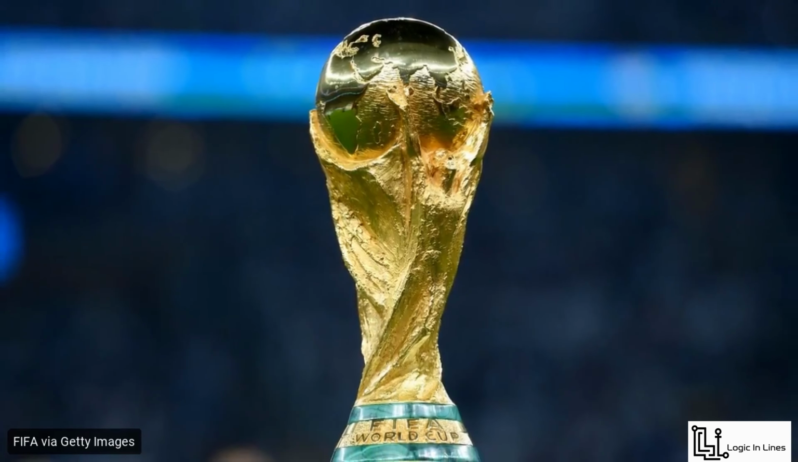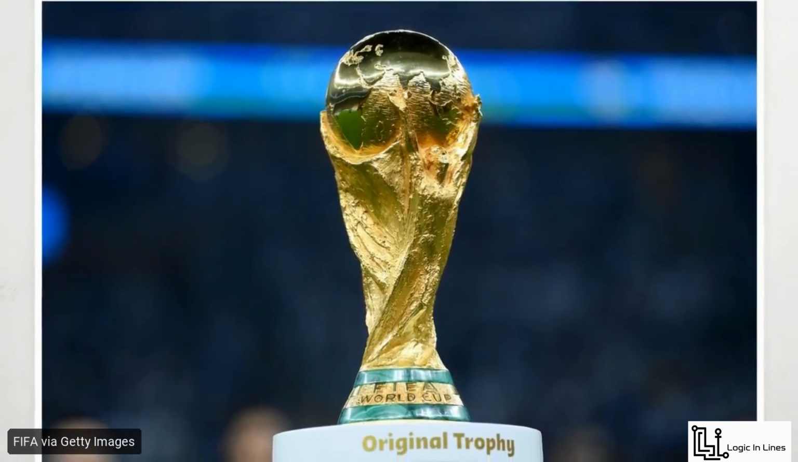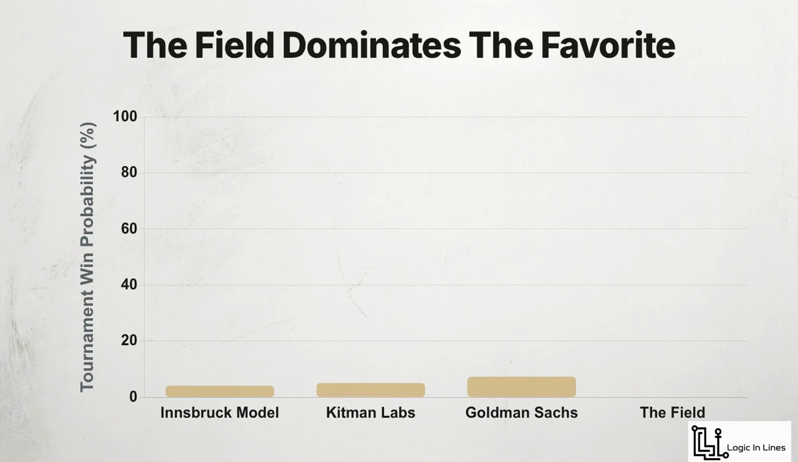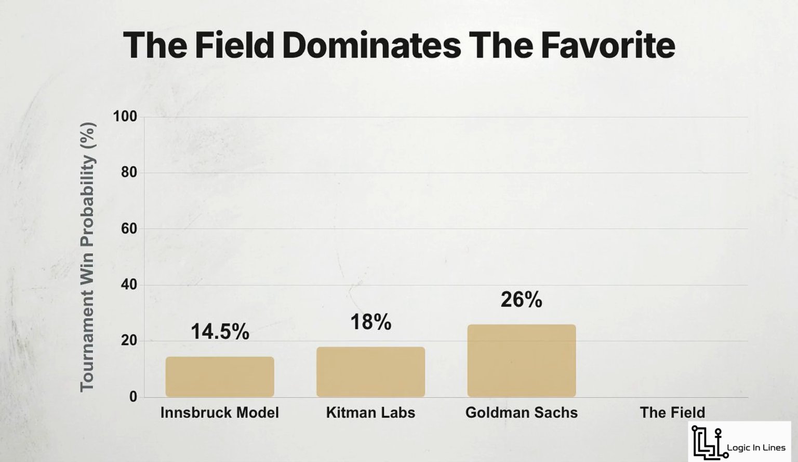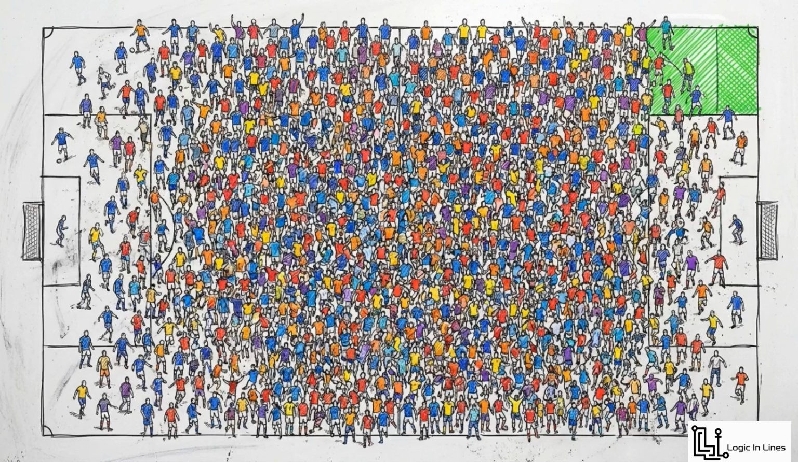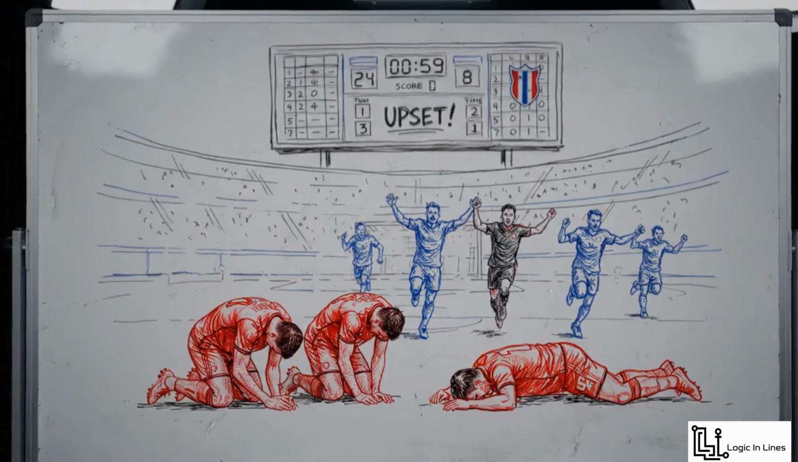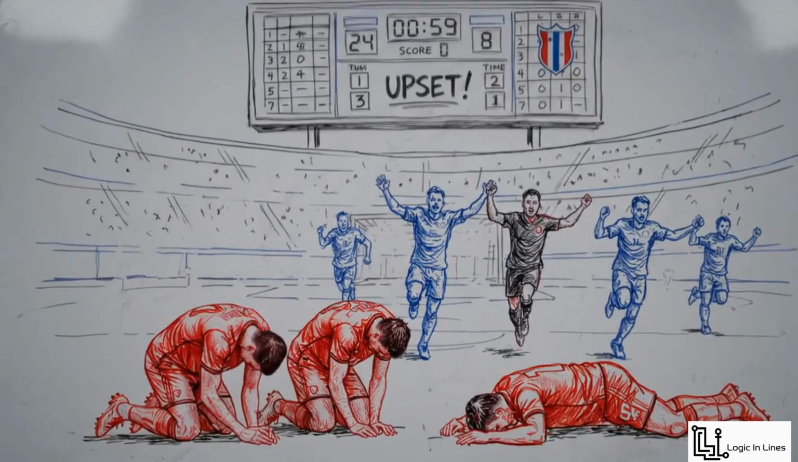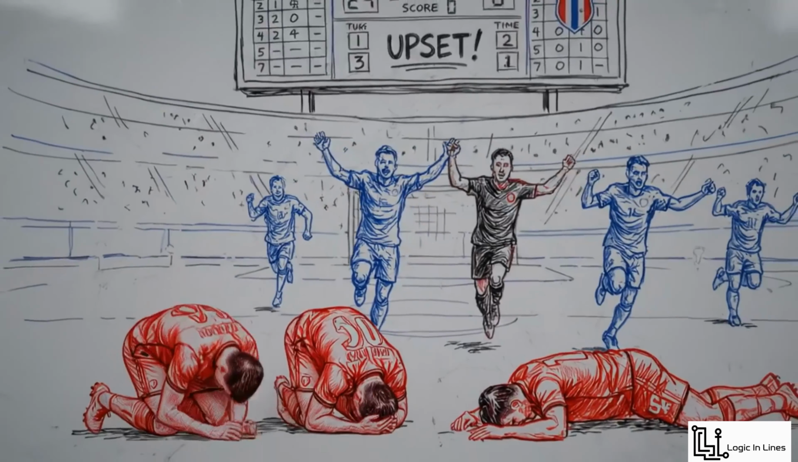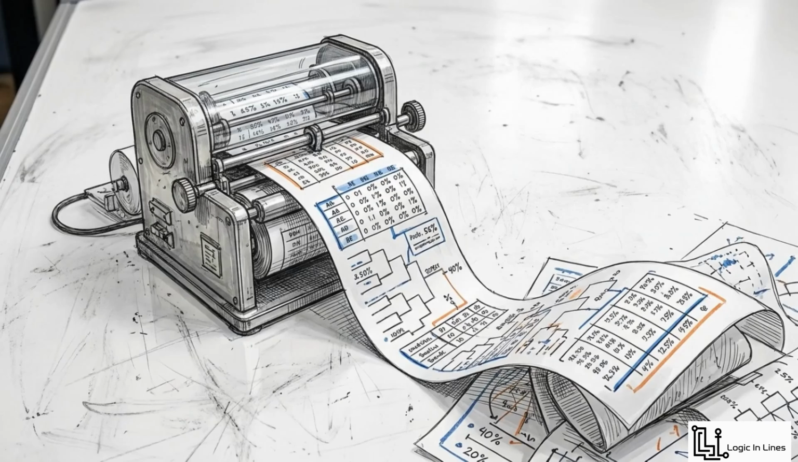Tracing the math backward from the gold trophy reveals the final reality of predictive modeling. This bar chart displays the absolute ceiling for certainty. Across the most sophisticated architectures, Spain's probability to win maxes out between 14 and 26%. The field occupies the remaining 80%. Even in a highly refined algorithm, the collective field mathematically defeats the favorite 4 times out of 5. These models are not crystal balls. They are pricing engines built to measure statistical noise.